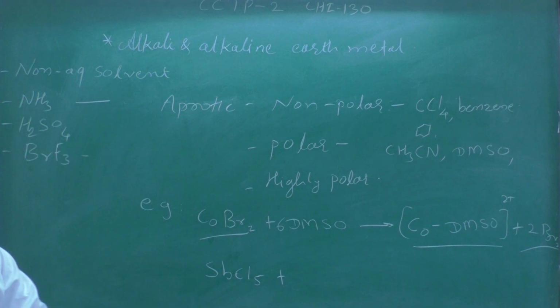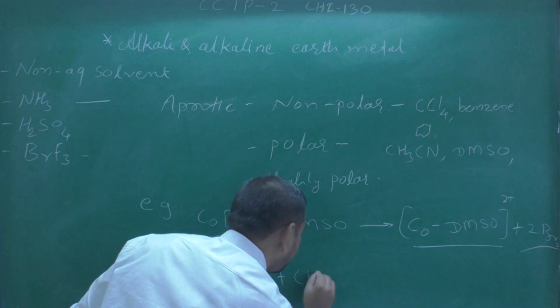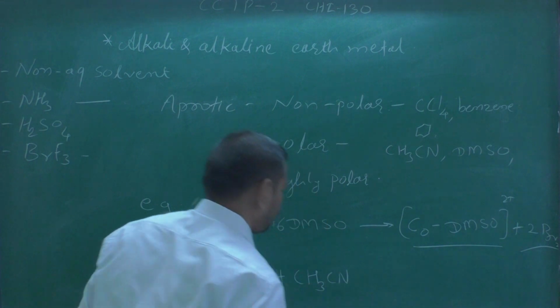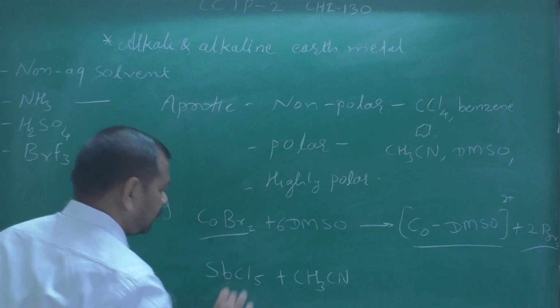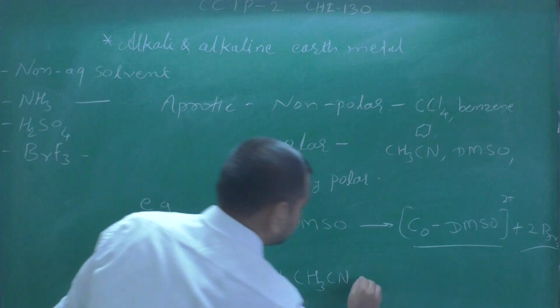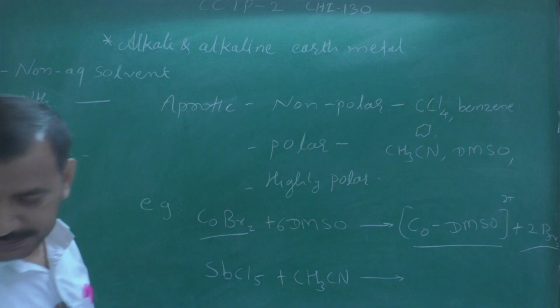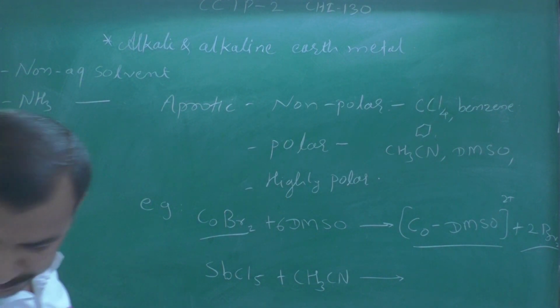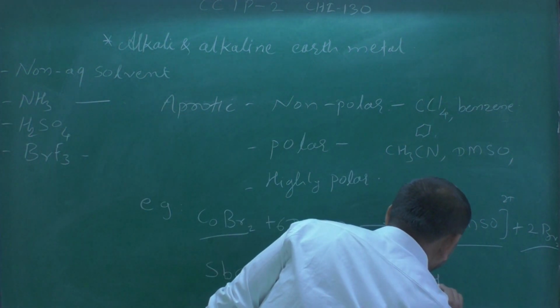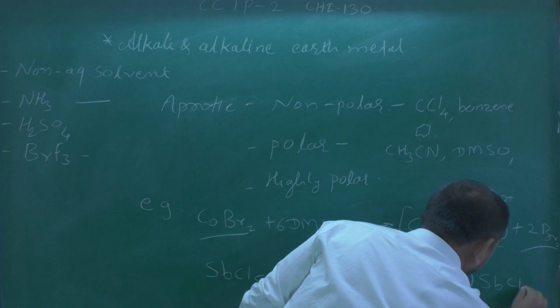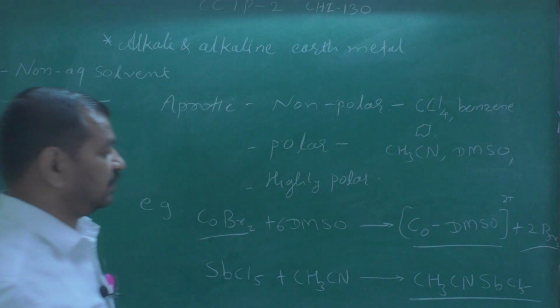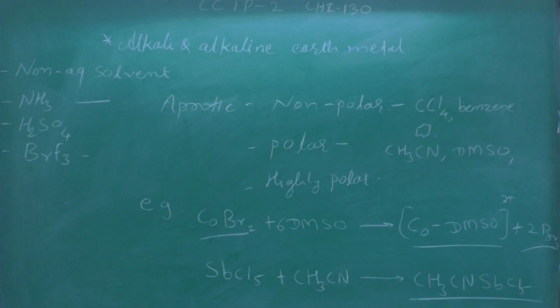Second is DMSO or methyl nitrile. It coordinates to form a complex like this. So this is an example of a polar aprotic solvent.